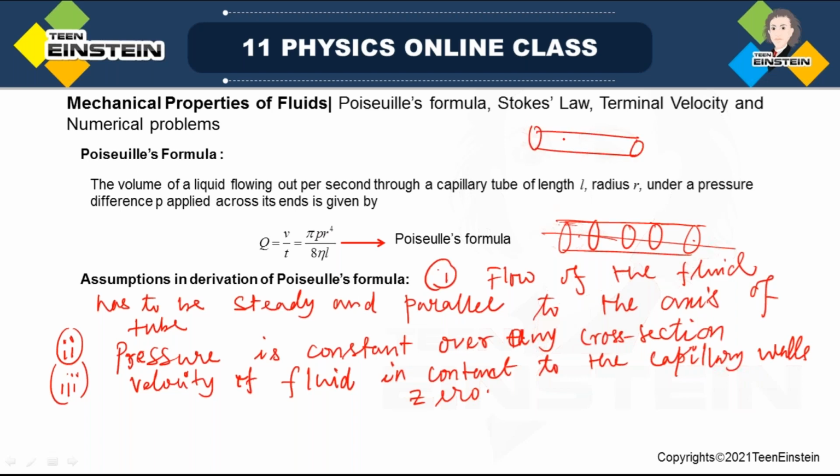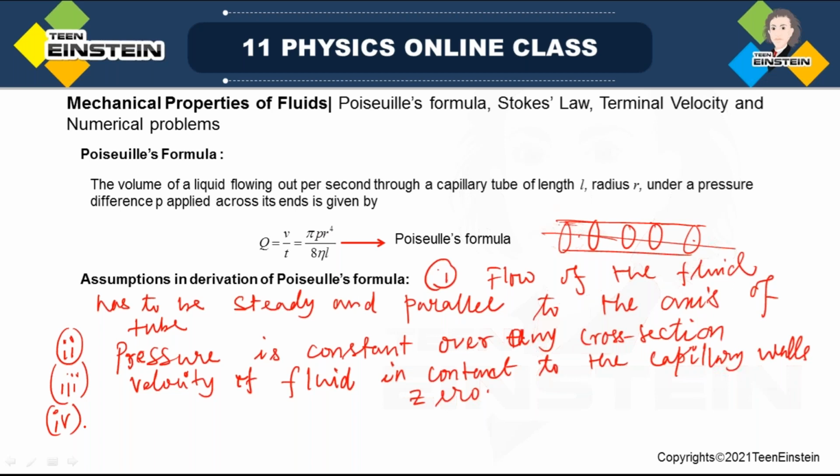Suppose this one was the capillary, this very layer which is in contact with the wall of the tube, that is at rest. That means that doesn't have any velocity.